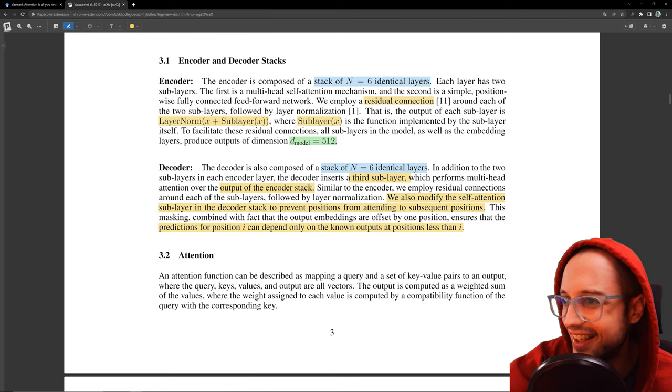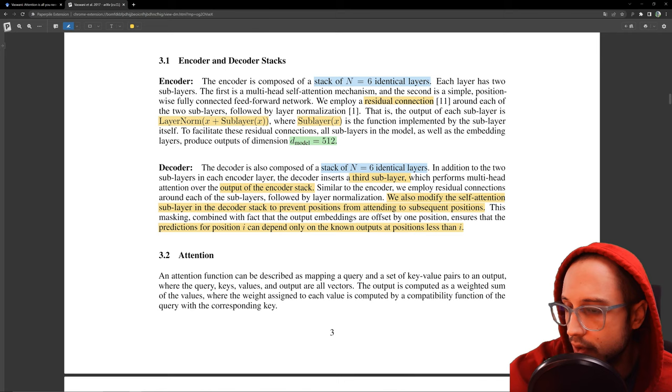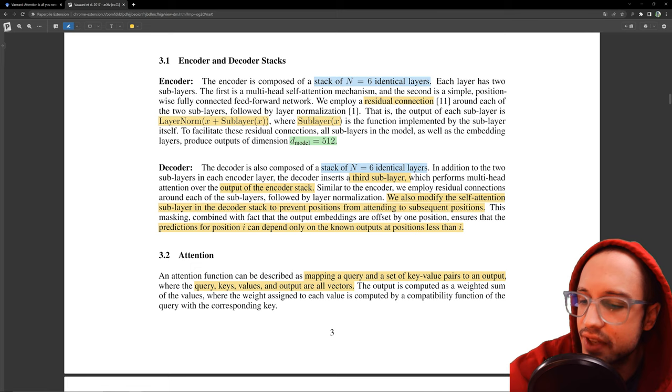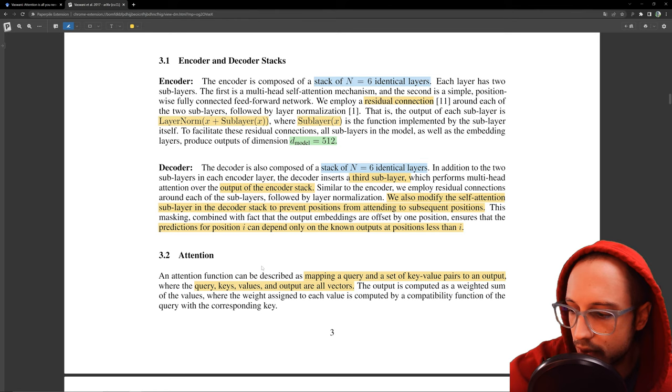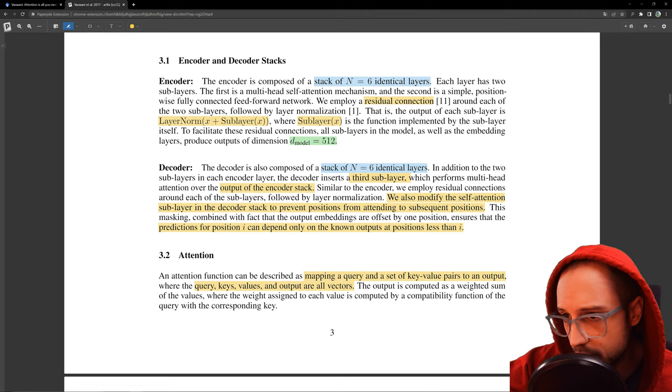Attention functions can be described as mapping a query and a set of key-value pairs to an output. So the query, keys, and values are all vectors. If you want to show that you understand transformers, these are kind of the keywords here: query, keys, and values, right? If you're ever asked about transformers in an interview, applying for a machine learning position, you need to know what these are. The output is computed as a weighted sum of the values, where the weight assigned to each value is computed by a compatibility function of the query with the corresponding key.